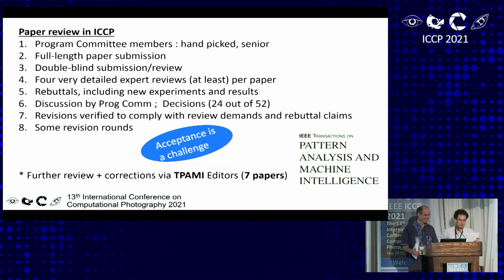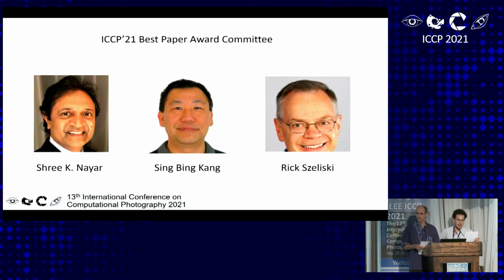So these are the best papers, the ones that we will announce shortly. The best papers in our batch, but we needed to select the winners. So this is our best paper award committee. These are Shri, Singbing, and Rick. This is a very senior team of computer vision and graphics, and they have followed ICCP through the years. Shri, by the way, co-chaired the first ICCP in 2009. They selected 2 winners, a best paper and a runner-up.